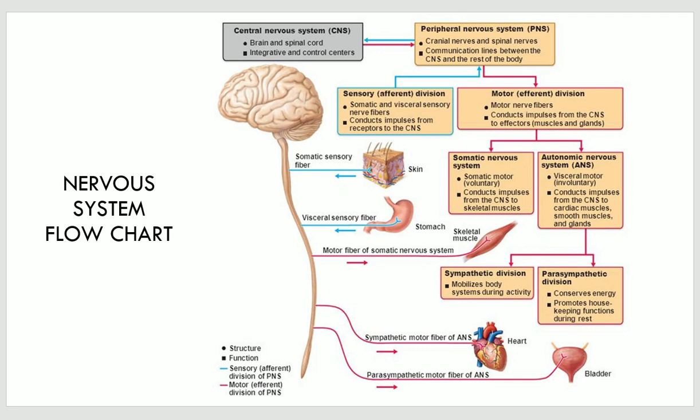So think about things that happen automatically. They happen by themselves. You're not actively doing anything. So this one conducts impulses from the central nervous system, so that brain, spinal cord, to muscles and glands. But when we're talking muscles here, we're talking cardiac muscle, smooth muscle, and glands. We're not talking skeletal muscle. Skeletal muscle was involved in voluntary, somatic, motor, so somatic nervous system. Autonomic is involuntary. We're talking cardiac muscle, smooth muscle, and glands.